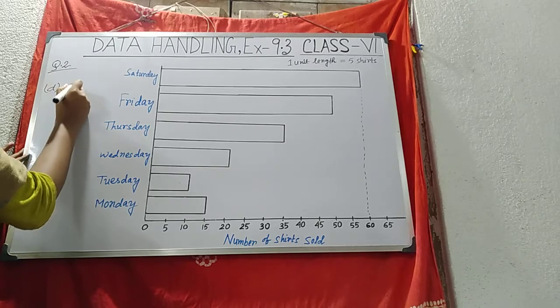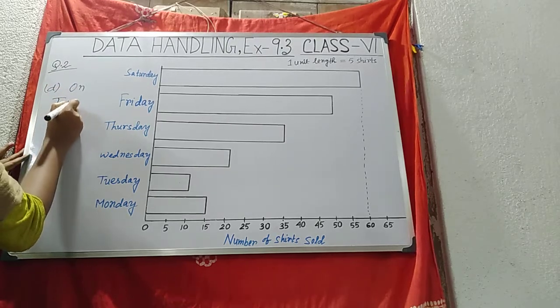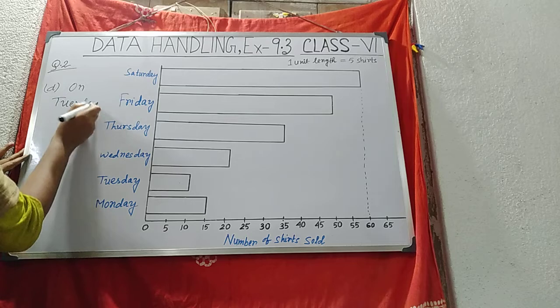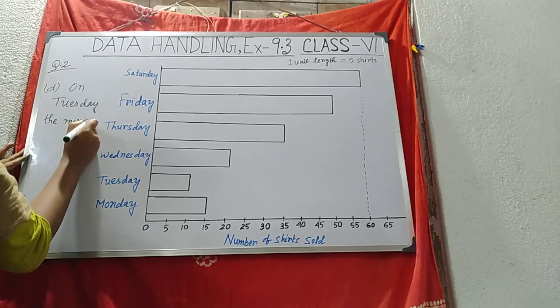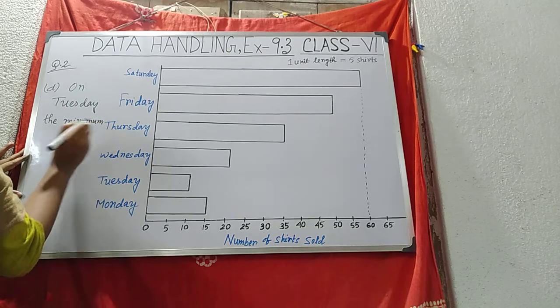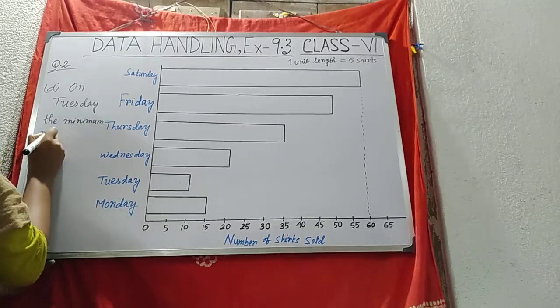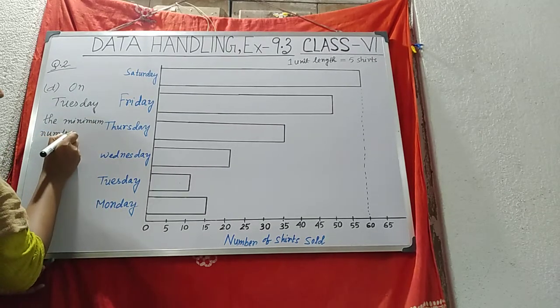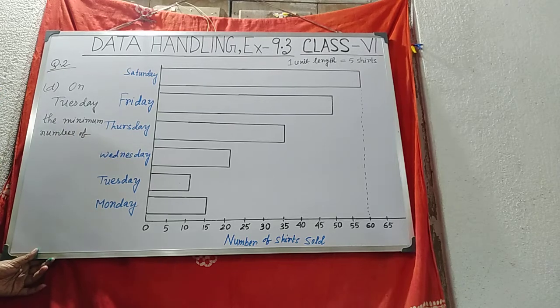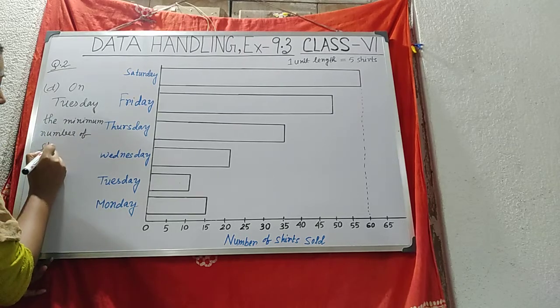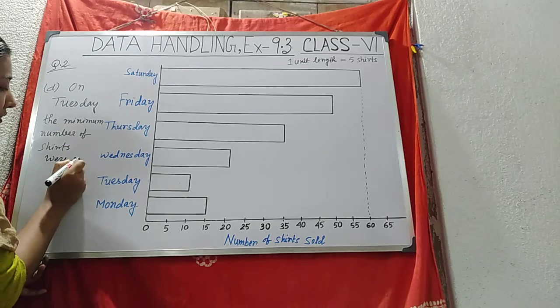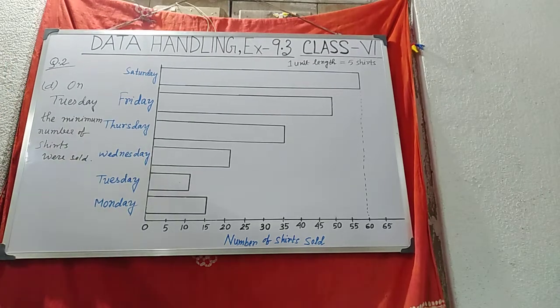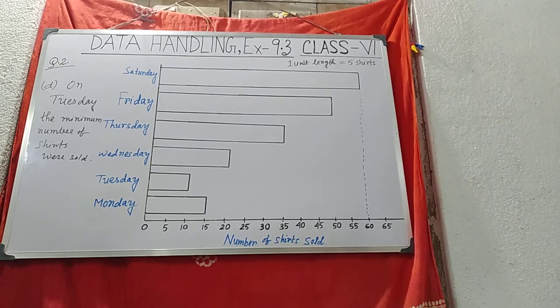Question number D: on Tuesday the minimum number of shirts were sold. This one will be our answer. Now we move to the next question.